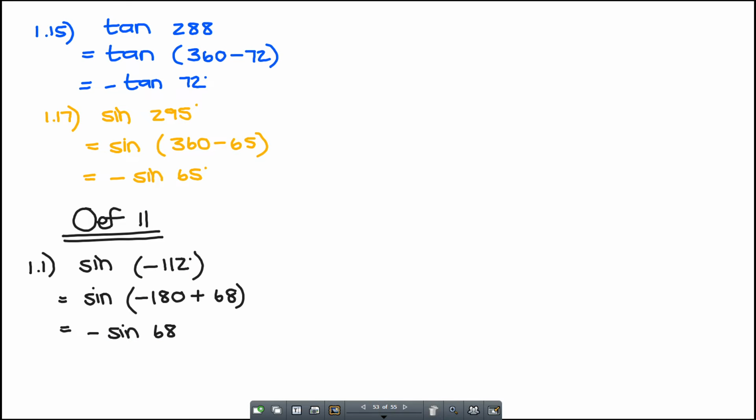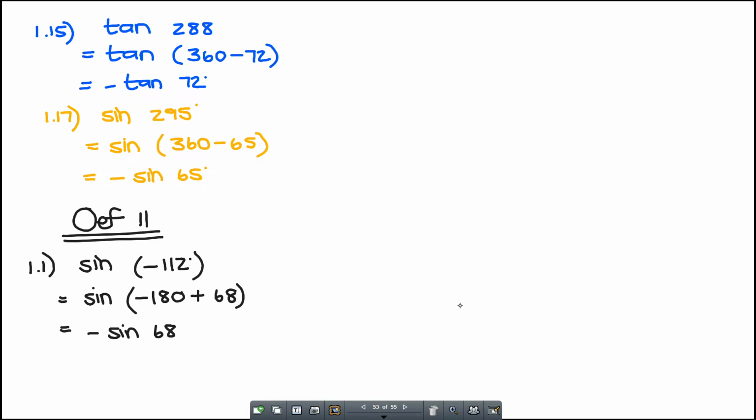1.15 and 1.17. Okay, so the 288 I said would be the same as 360 minus 72. And that 360 minus places me in the fourth quadrant. En wat is tan daar? Negatief. So dis hoekom my negatief tan 72 is. Dan sin 295. That's the same as 360 minus 65. Okay, now the 360 minus sit my weer in die vierde kwadrant, en in die vierde kwadrant is sin negatief. So that's why I have negative sin 65.